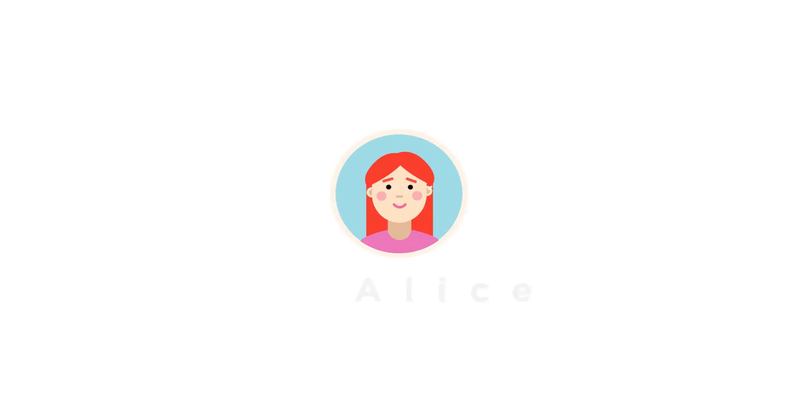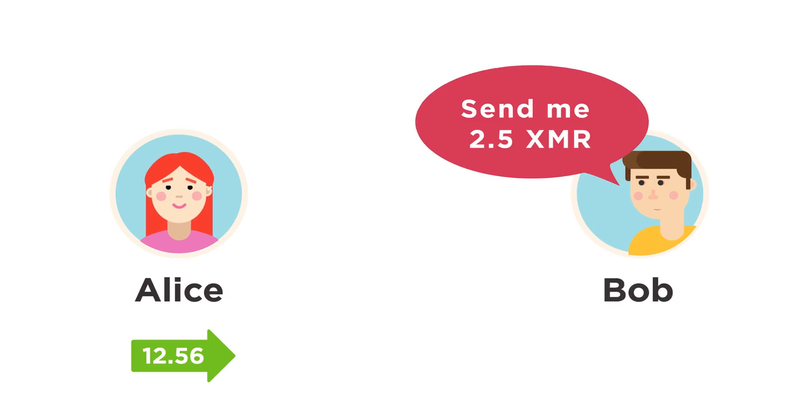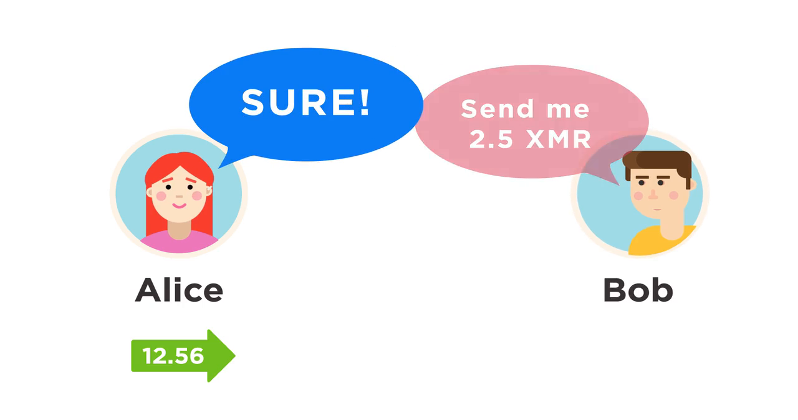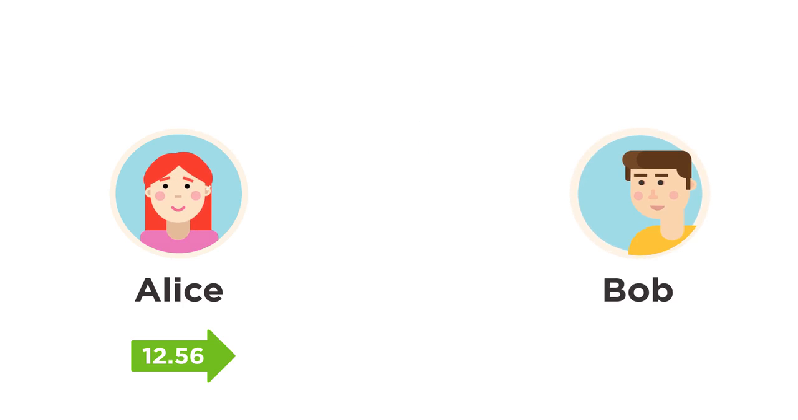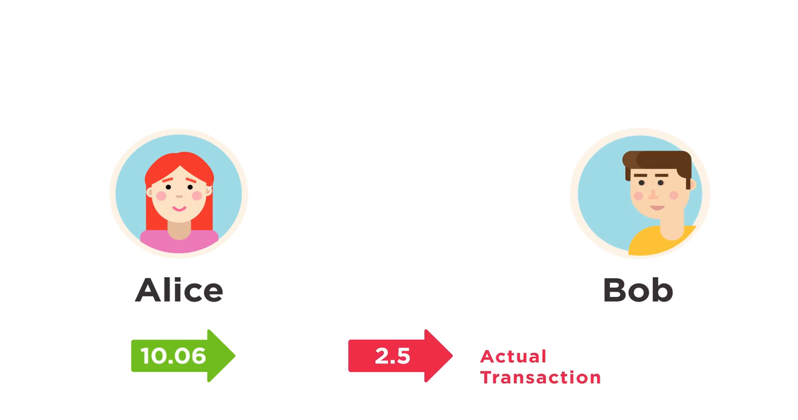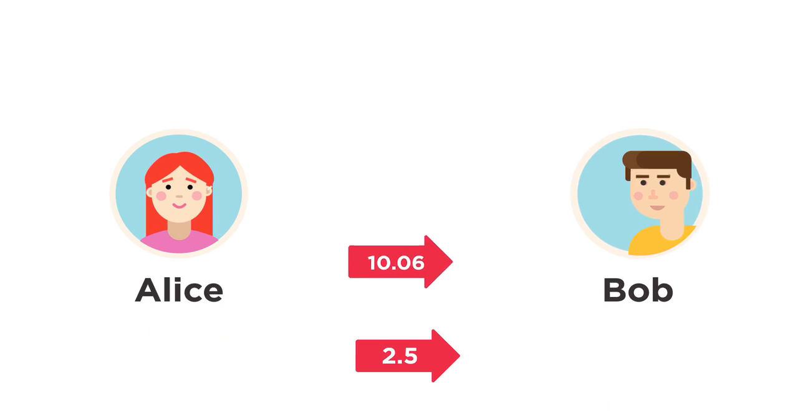Alice has an output of 12.56 and would like to send Bob 2.5 Monero. Since outputs can't be spent twice, Alice needs to spend the output in its entirety and return the change to herself. So Alice's transaction would have one input of 12.56 Monero and 2 outputs, one that is 2.5 Monero designated for Bob, and another that is 10.06 Monero, which is sent back to her wallet as change of the transaction.